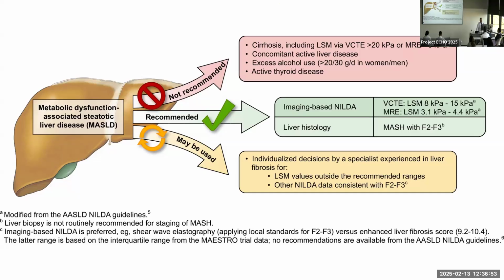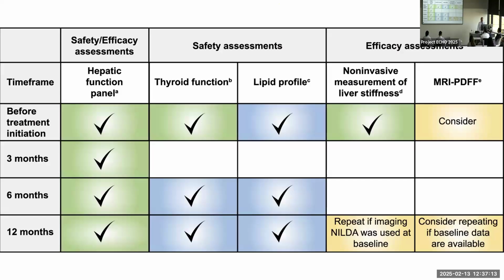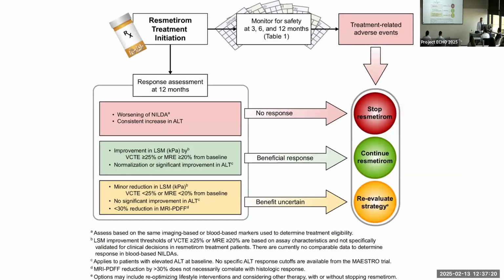What is recommended with non-invasive tests is that if your stiffness is between 8 to 15, then it's recommended. Otherwise, you may also have a liver biopsy. It's not easy to get the liver biopsy for these patients, and in between, it's up to the clinician's decision. So you have to monitor these patients for thyroid function, lipid profile, and also hepatic panel. And at the 1 year point, you just control the response.